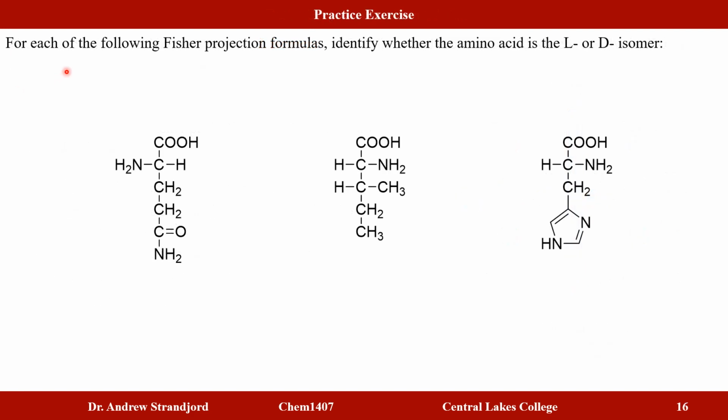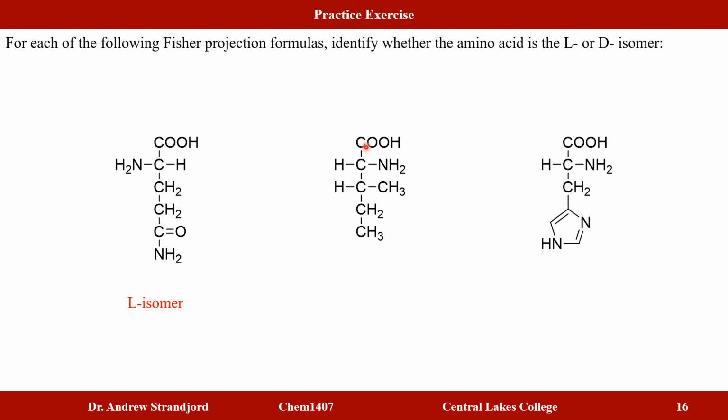Let's do a practice exercise where I've drawn the Fischer projections of 3 different amino acids. I've put the carboxylic acid group at the top and the R group down at the bottom. Let's identify whether the amino acid is the L or the D stereoisomer. If I look at this first one, here's my alpha carbon as drawn in the Fischer projection. My amine group is on the left-hand side. That would make this the L stereoisomer.